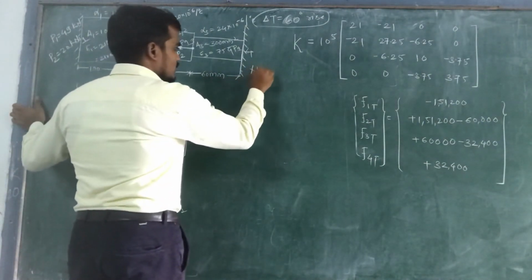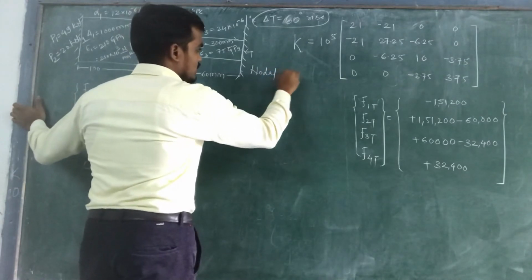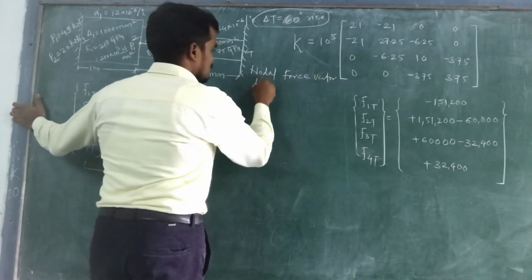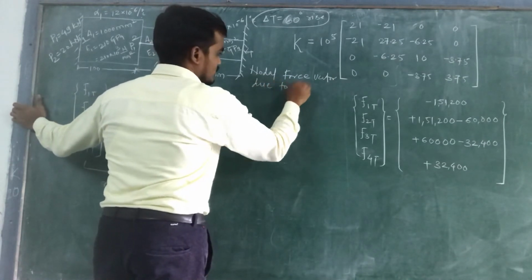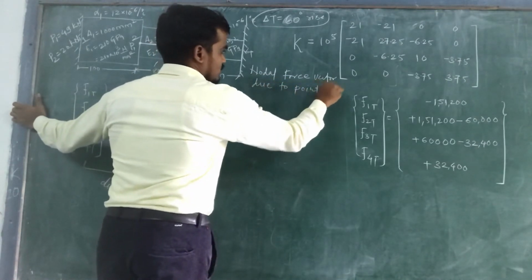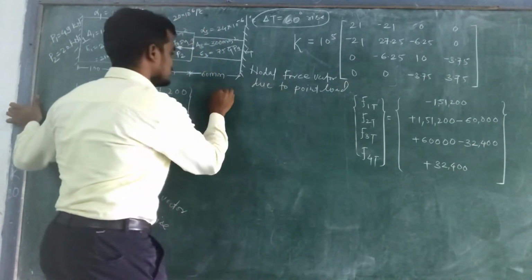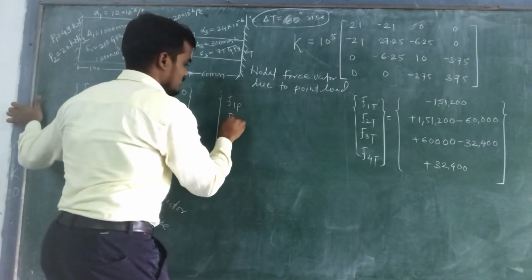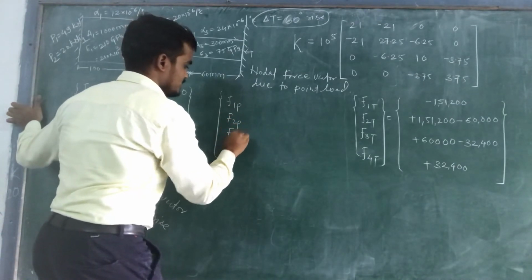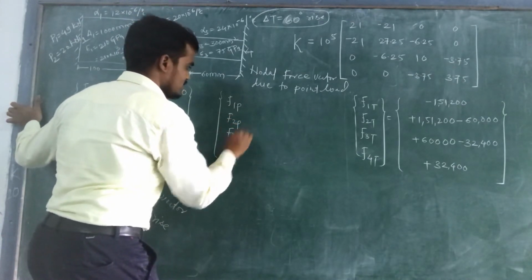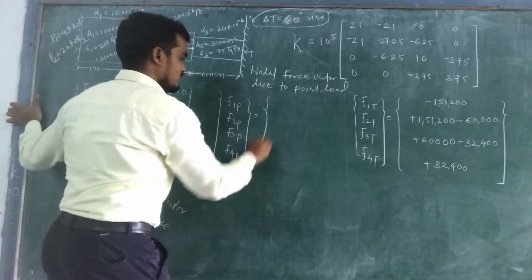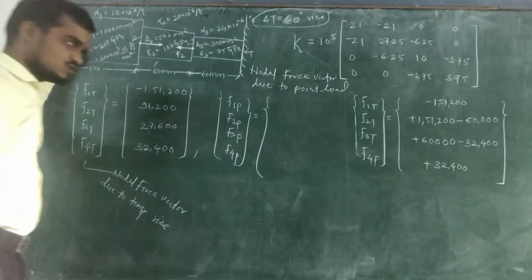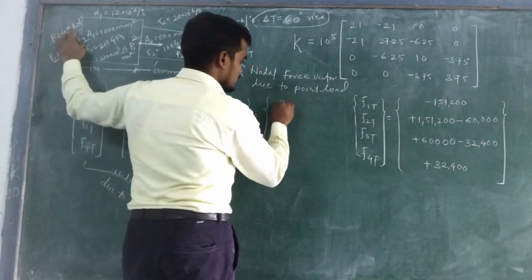Now we need to find out the nodal force vector due to point P. So this is given as F1P, F2P, F3P, F4P. It is nothing but, for the first node there must be some reaction. So the point load is equal to R.